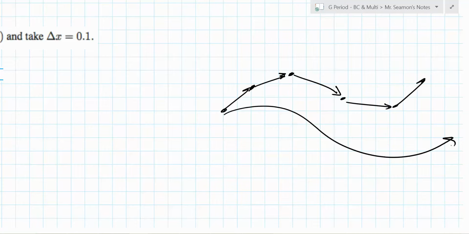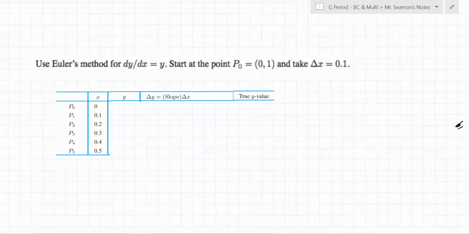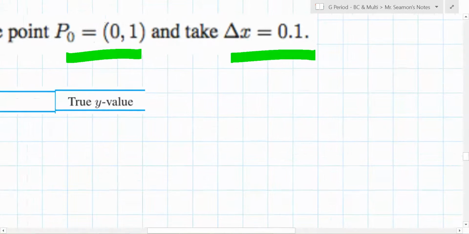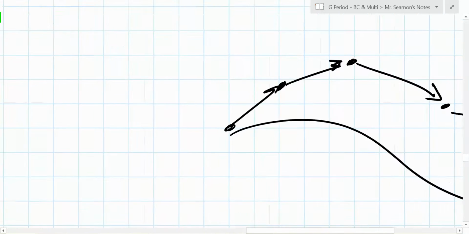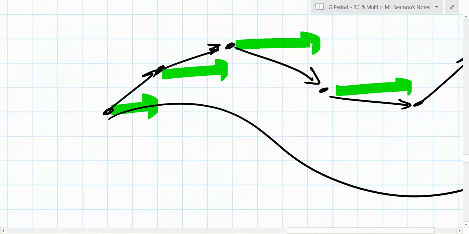The only things you need are a differential equation, a starting point, and a delta x. The differential equation is the thing that tells you what direction to go in, given any xy coordinate pair. You have to have a point to start at. And then what is the delta x? Why do you need a delta x? Look at these segments. The delta x is how far over we go each time we take a step.